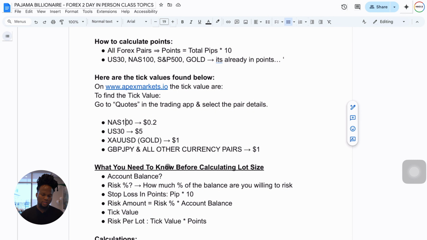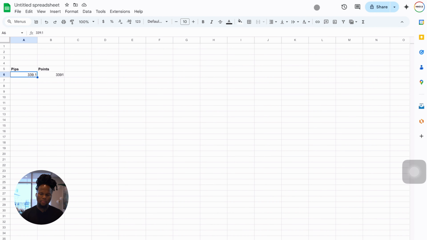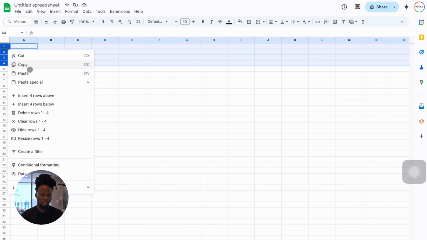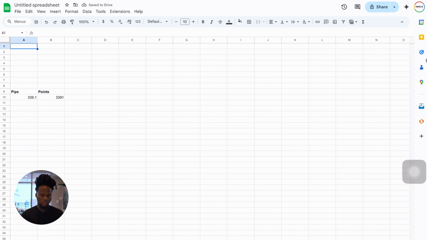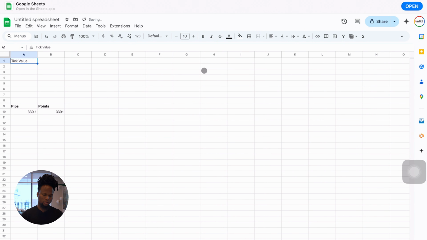The beta pairs. So NAS 100, the tick value on Apex is 0.2. So you're going to need to know the tick values. Let me just create some more columns here. Bear in mind, I'm just doing this with you guys right now. So let me show you a tick value, the tick value for NAS 100.